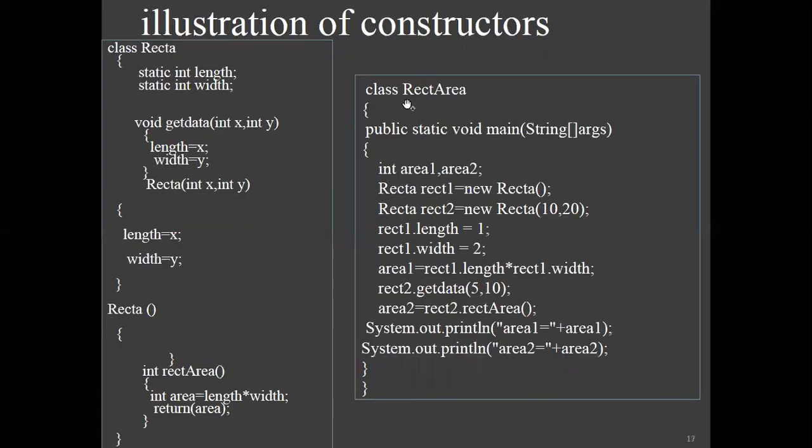Let's see an illustration of a constructor. Here Rect is the class name, and as well here we have the Rect method. I will use the drawing so that you will understand. Here we have the same names, Rect.